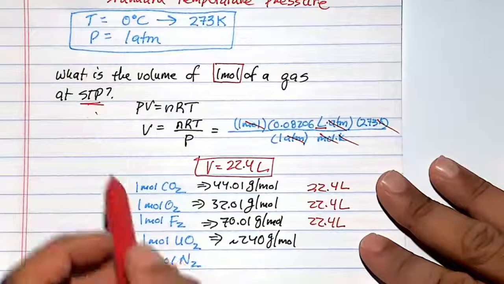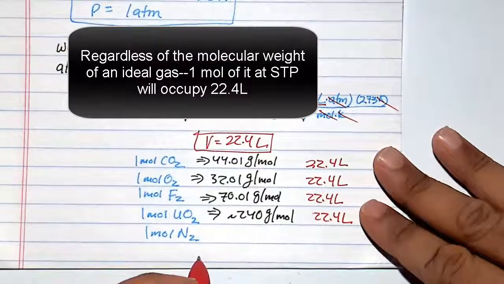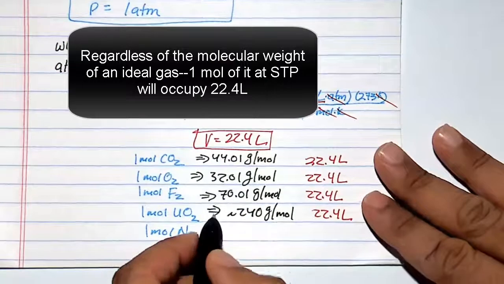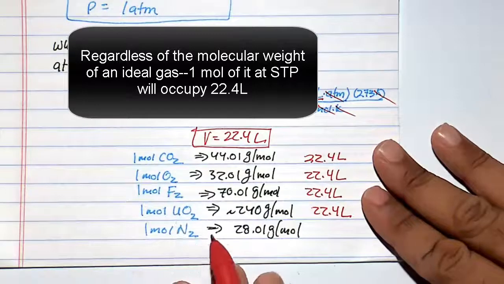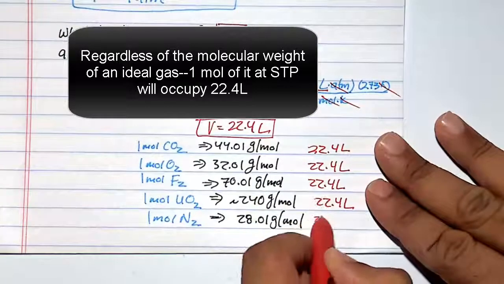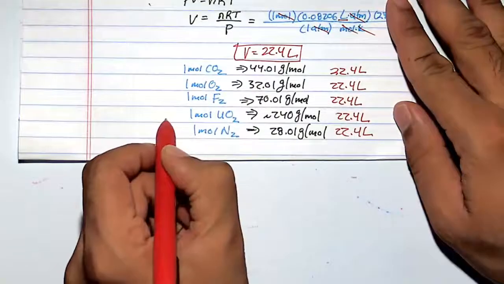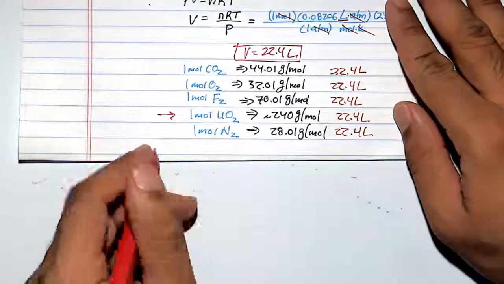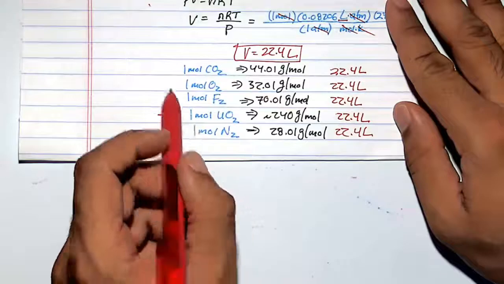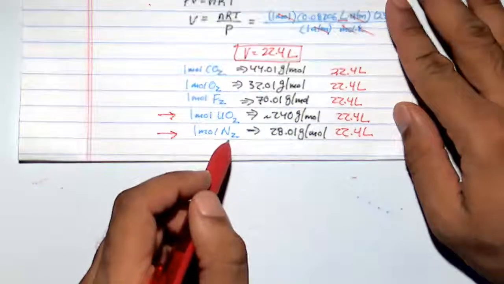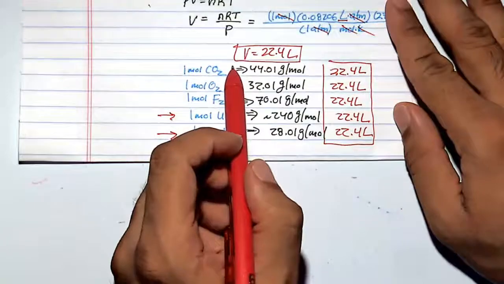Well, 1 mole of that at STP will occupy what volume? You're correct if you stated it was 22.4 liters. And 1 mole of nitrogen gas, at STP, occupies what volume? 22.4 liters. So regardless of molecular weight, whether you have something very heavy like UO2, or something very light like nitrogen gas, which should just float up in air, 1 mole of any gas, no matter how light or how heavy, will have a volume of 22.4 liters. And that is the volume of 1 mole of a gas at STP.